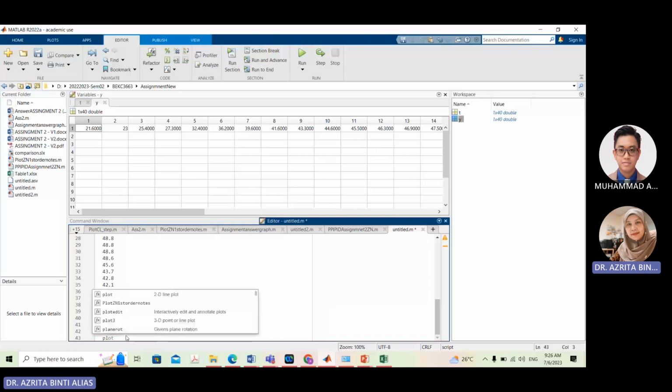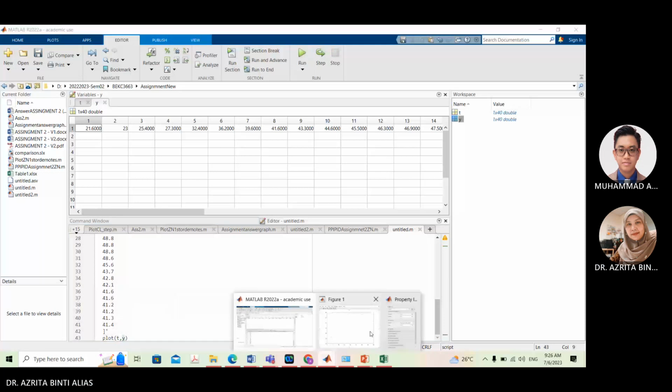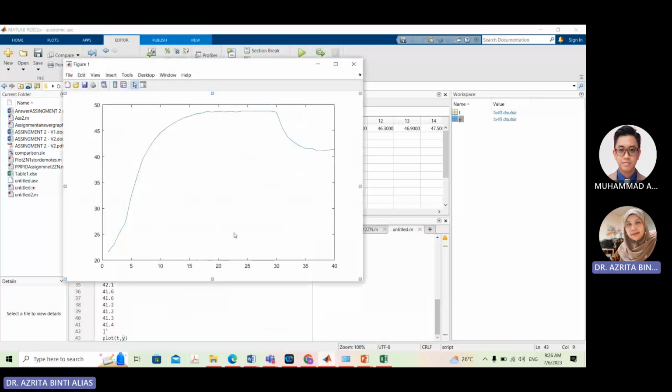After that we want to plot the graph. You just give the coding plot, then open the bracket. We put T first, the X part, so T and then comma Y. Just run again. So this is the graph that we plot from table 1. After that you can make up your graph.